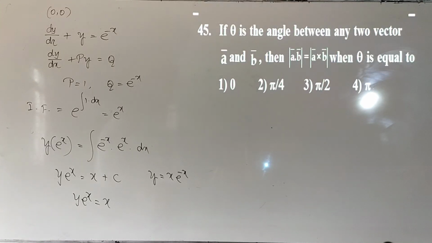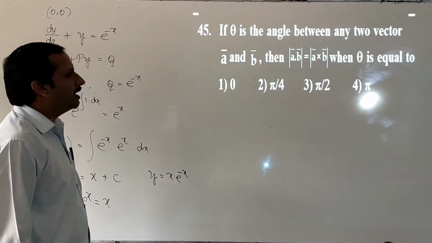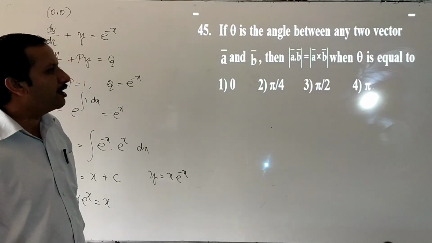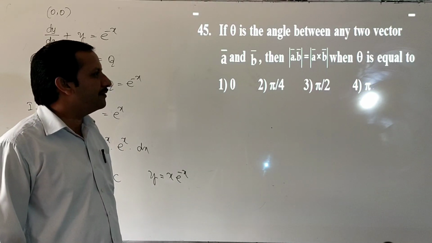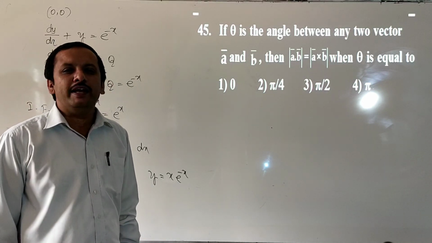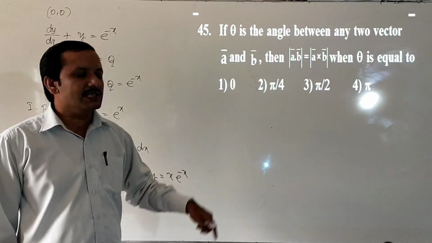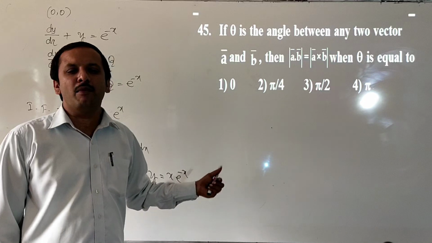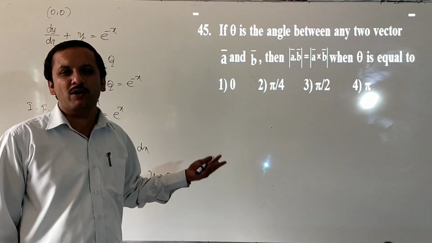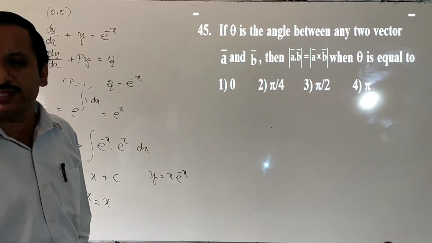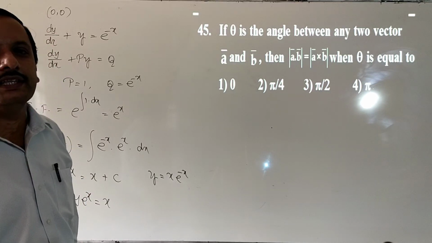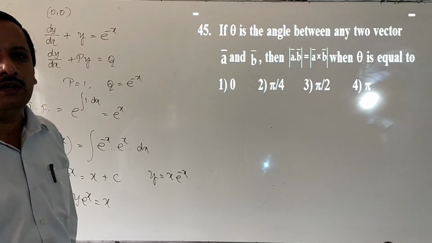Okay. Let us look at question 45. If theta is the angle between any two vectors a bar and b bar, then magnitude of a dot b is equal to magnitude of a cross b when theta is equal to. Magnitude of a dot b is nothing but mod a mod b cos theta. And on RHS, mod of a cross b is equal to mod a mod b into sin theta. Mod a mod b gets cancelled. Cos theta equal to sin theta, that can happen only when theta is equal to pi by 4. Second option.